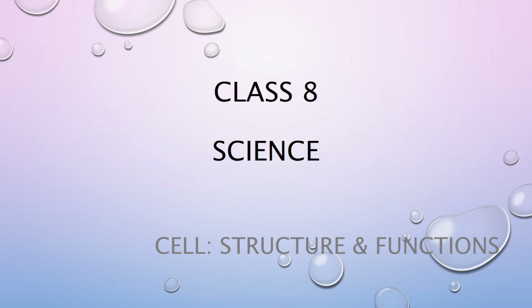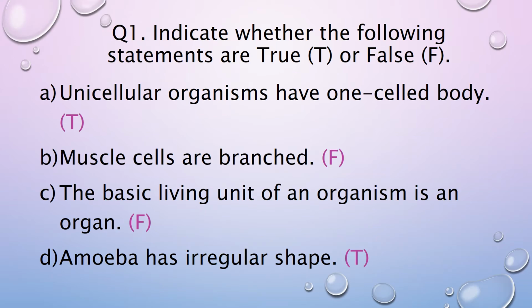Today we are going to start Class 8 Science question answers of Chapter 8, that is Cell Structure and Functions. Question number 1 is indicate whether the following statements are true or false. A is unicellular organisms have one-celled body. This statement is true. B is muscle cells are branched. This statement is false because nerve cells are branched and muscle cells are spindle in shape.